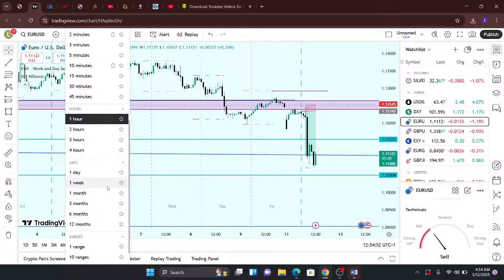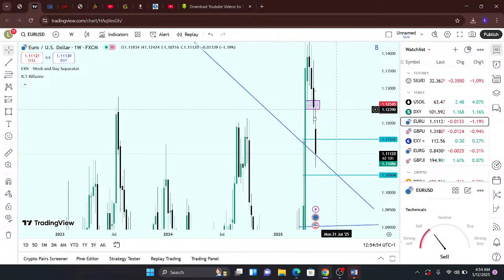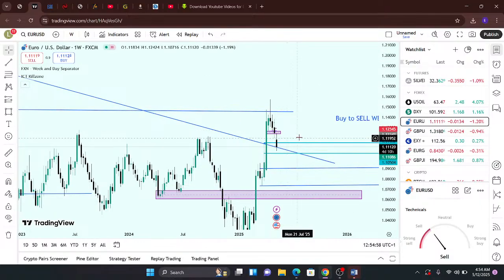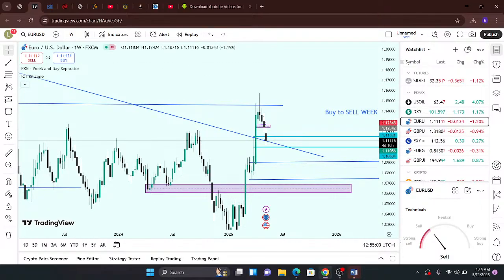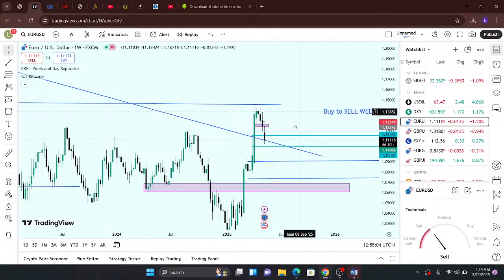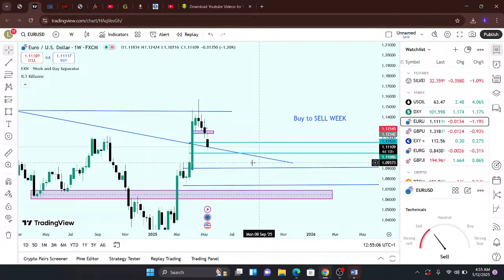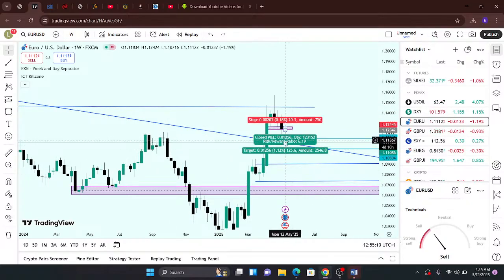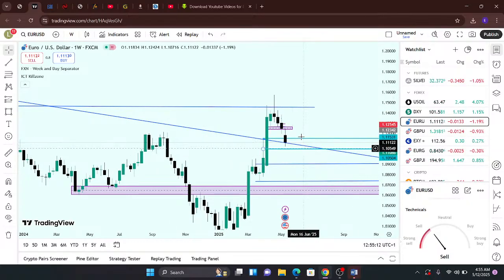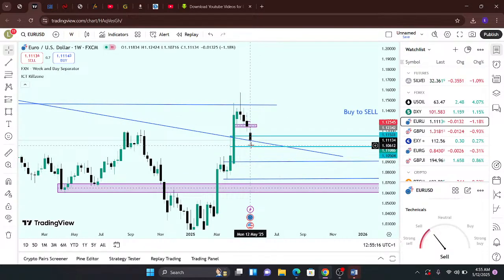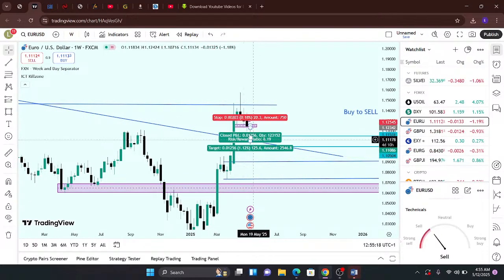So this is the 1 week now, and look at the trend line. Price actually broke the trend line right here, so we have a retest back into that trend line. You could see a very strong rejection on the trend line. And one of the most important things you should pay attention to is that we have confluences of not just the trend line right here.